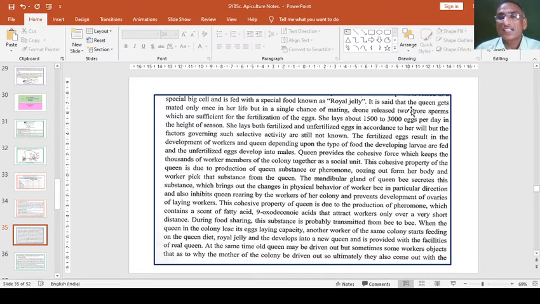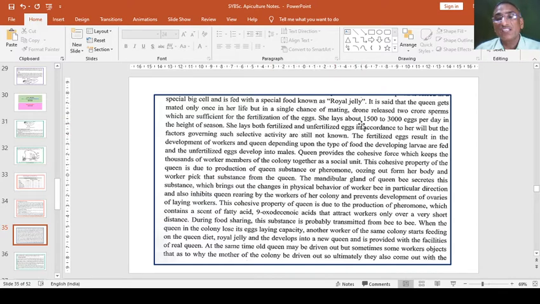It is said that the queen gets mated only once in her life, but in that single chance of mating, the drone releases 2 crore sperms, which are sufficient for the fertilization of the eggs. So during the one and last mating of the queen with drones, the drone releases 2 crore sperms, which are sufficient to fertilize all the eggs she lays.